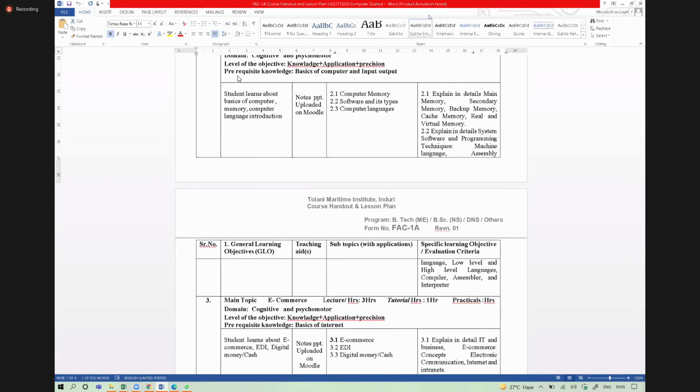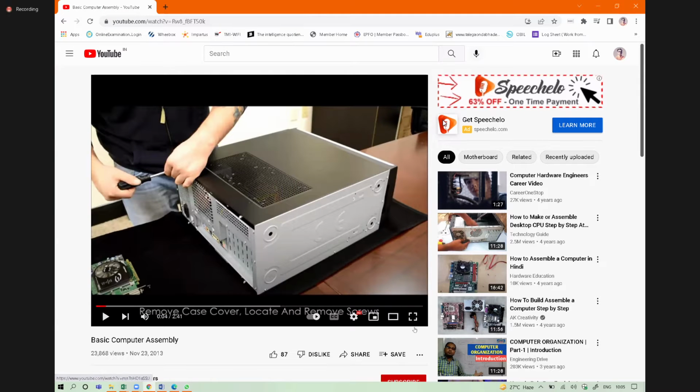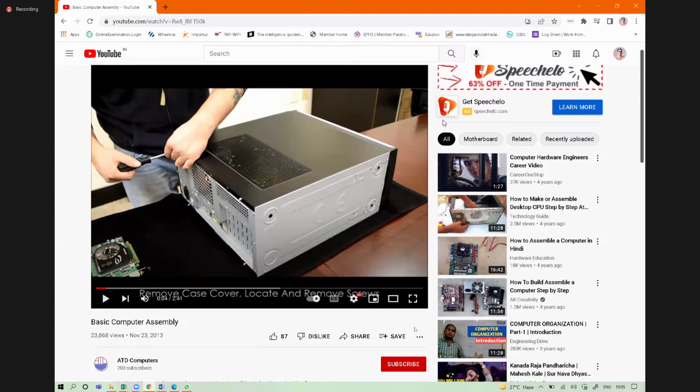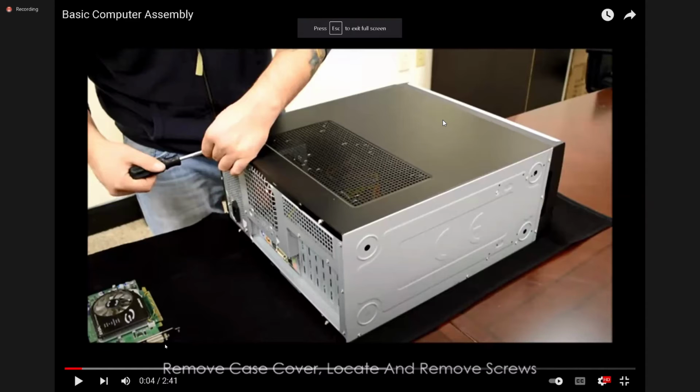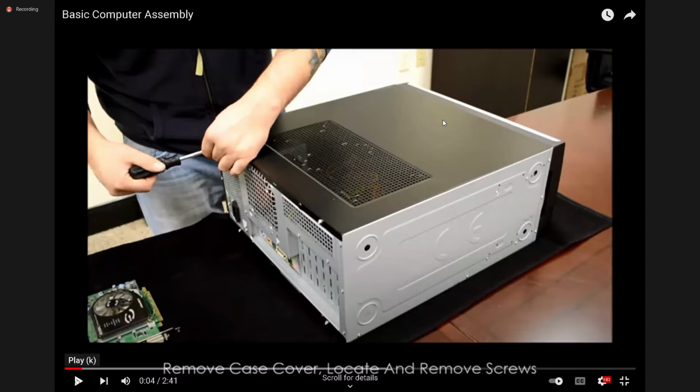Before understanding computer memory, we have to understand how exactly hardware looks. So I'll be showing you a few videos. You just watch them, and after that you can check what the different components of the computer are. Is the screen visible to all of you? Yes, sir. So let us see now.